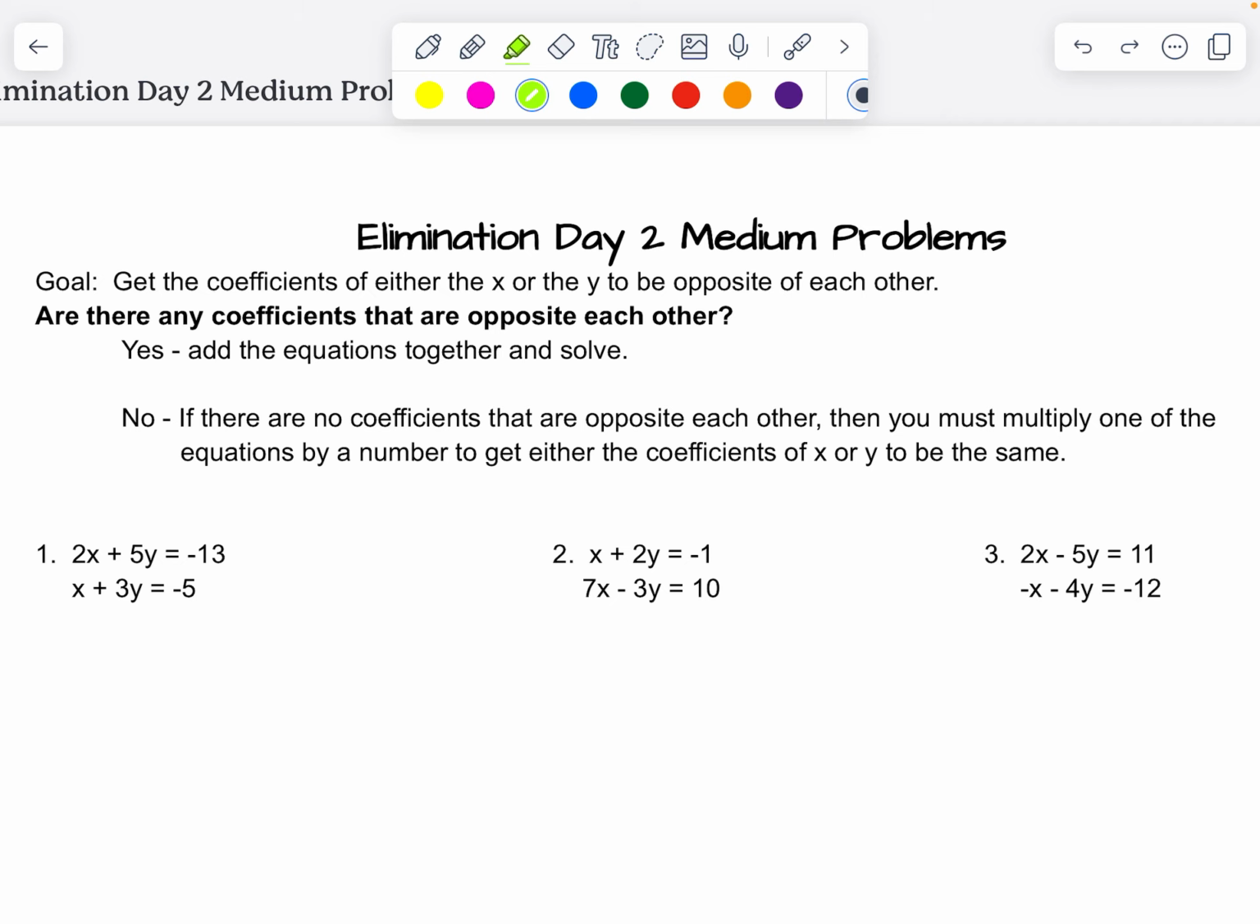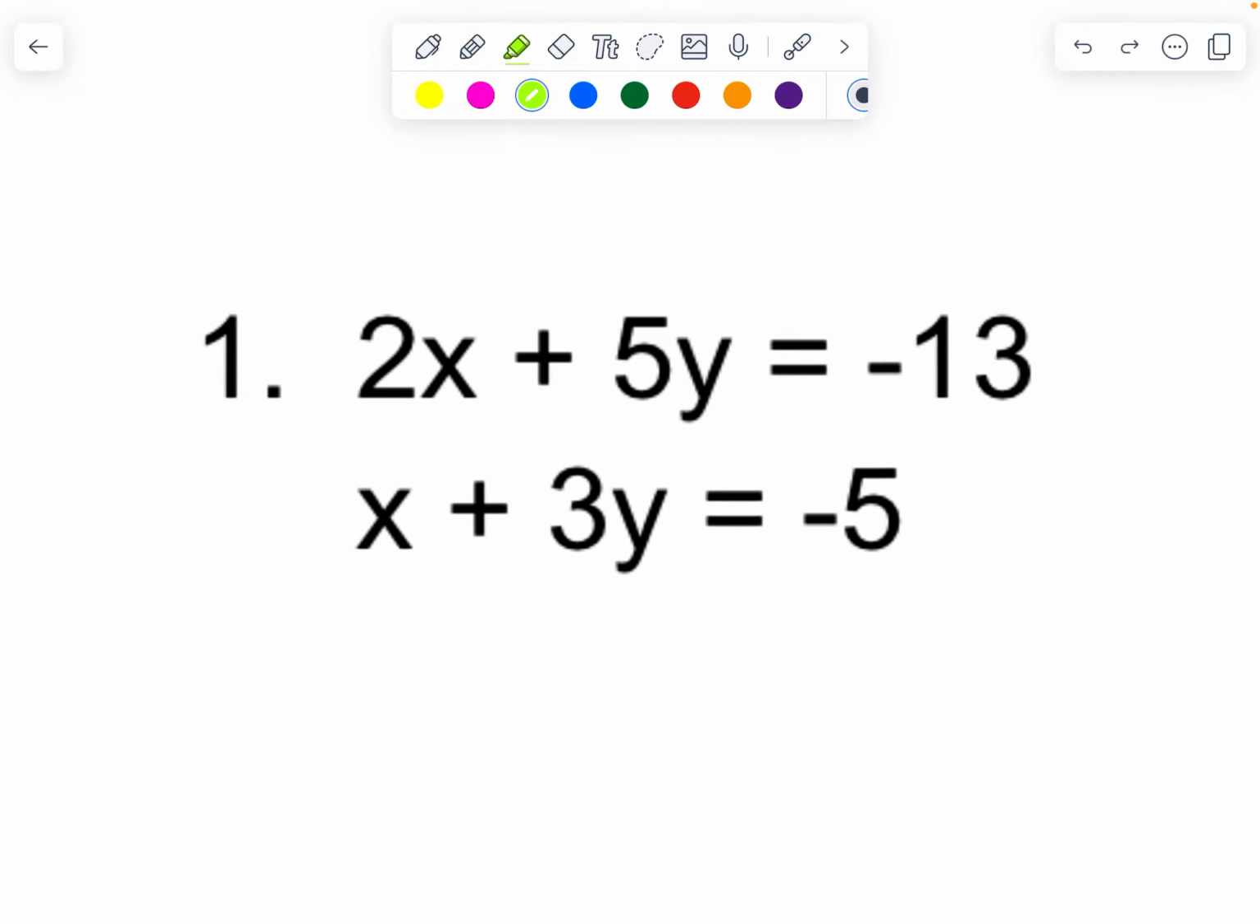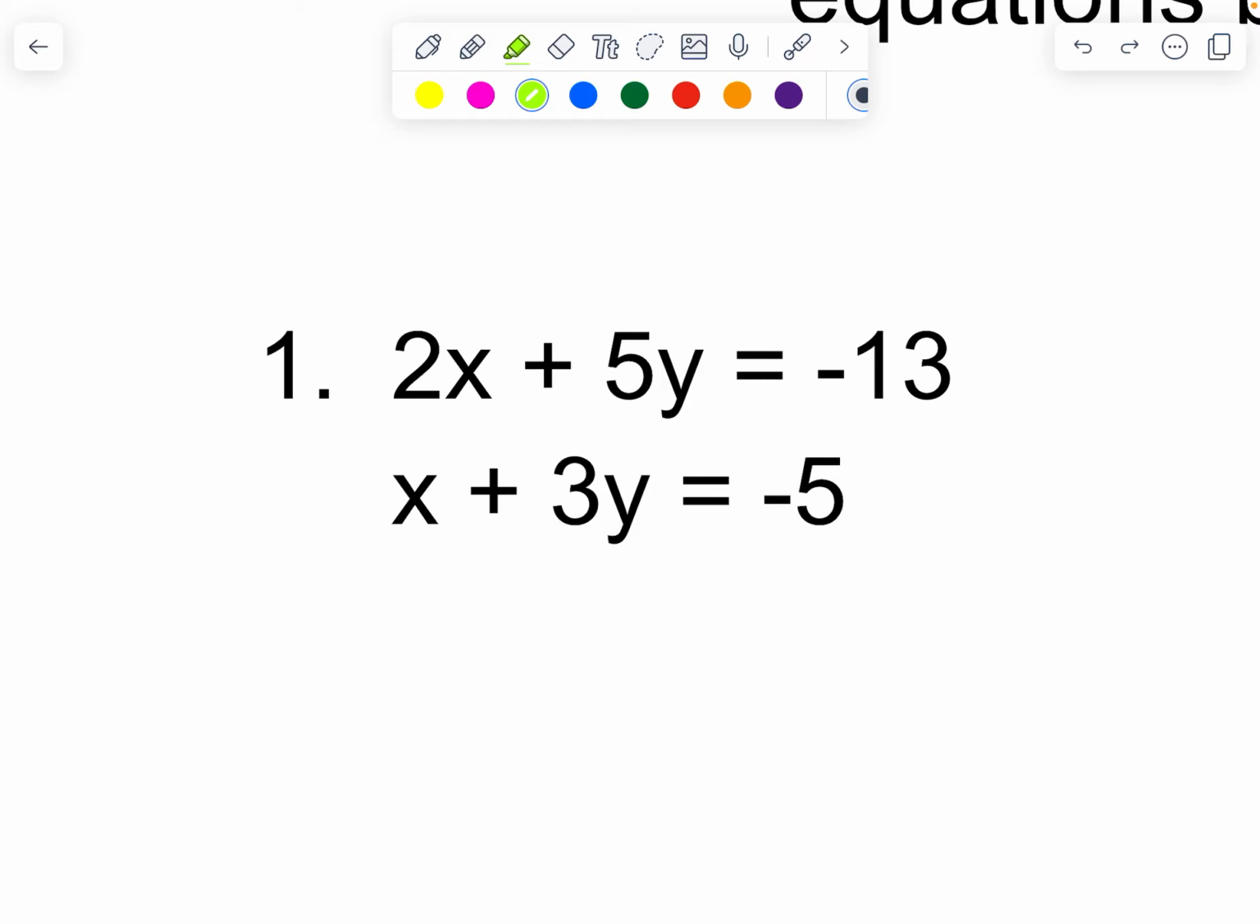So, are there any coefficients that are opposites of each other? No, not on this one. If there are no coefficients that are opposites of each other, then you must multiply one of the equations by a number to get either the coefficients of x or y to be the same. So what I do is I look at the problem and I look to see, are there any coefficients that are factors of the other or multiples of the other?